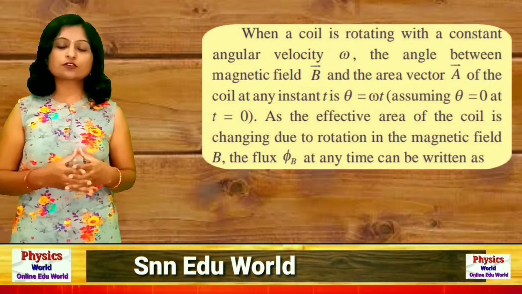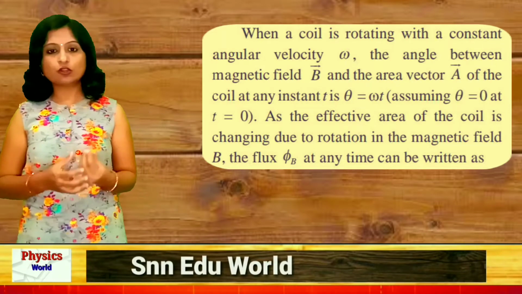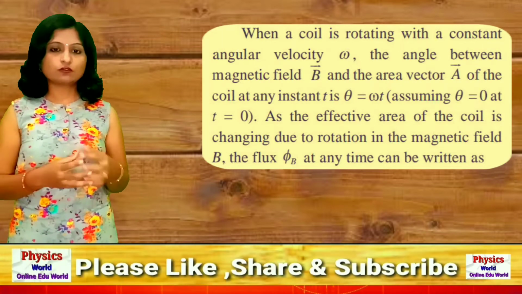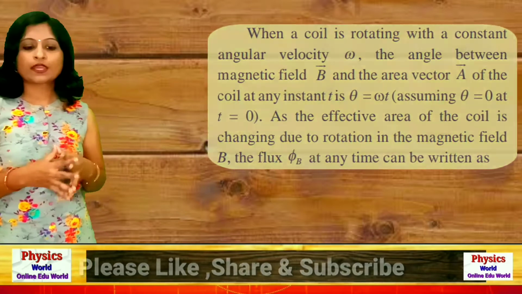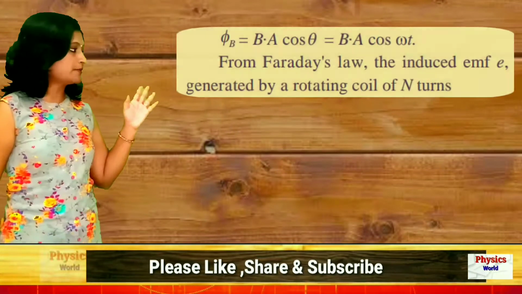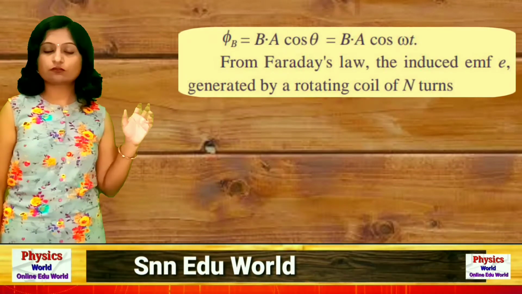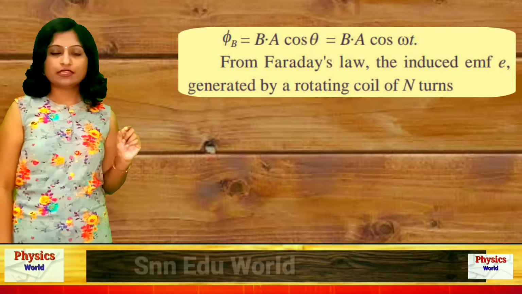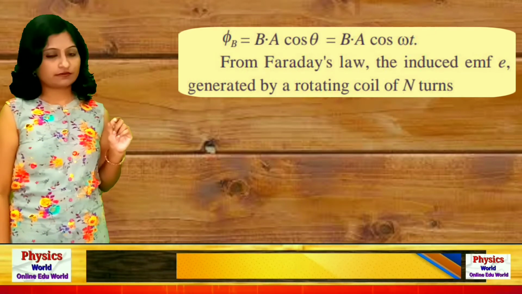So flux associated with that area is also continuously changing. So we'll find the flux here. The flux can be given by phi b is equals to, we know how to find the flux. It is B vector dot A vector.